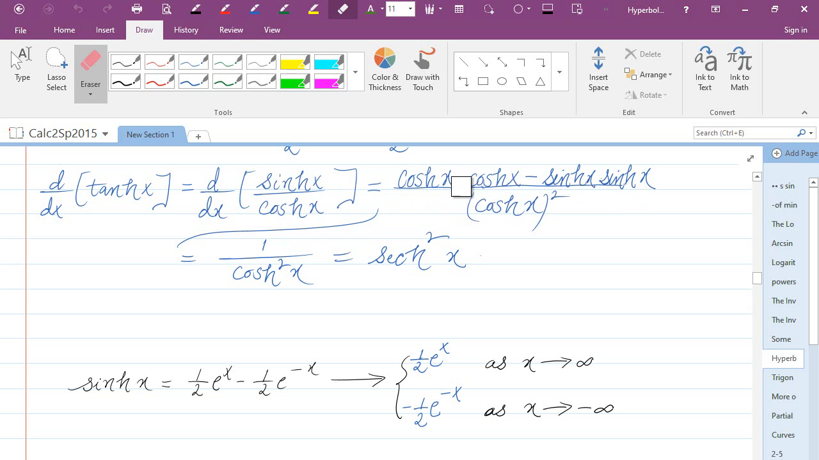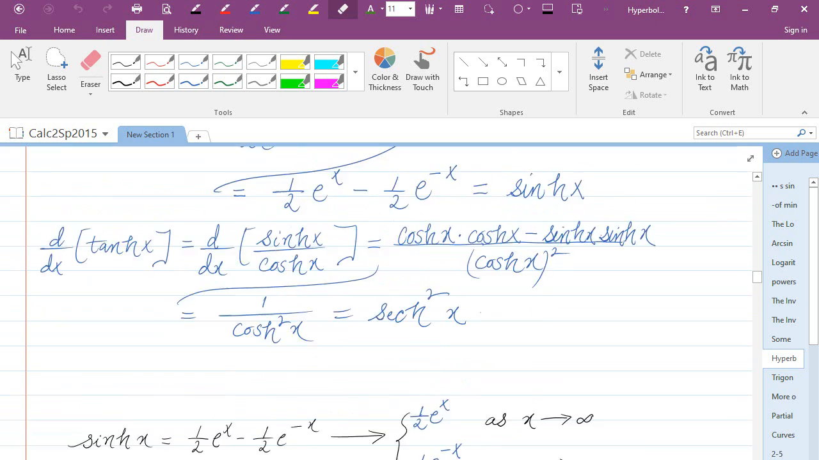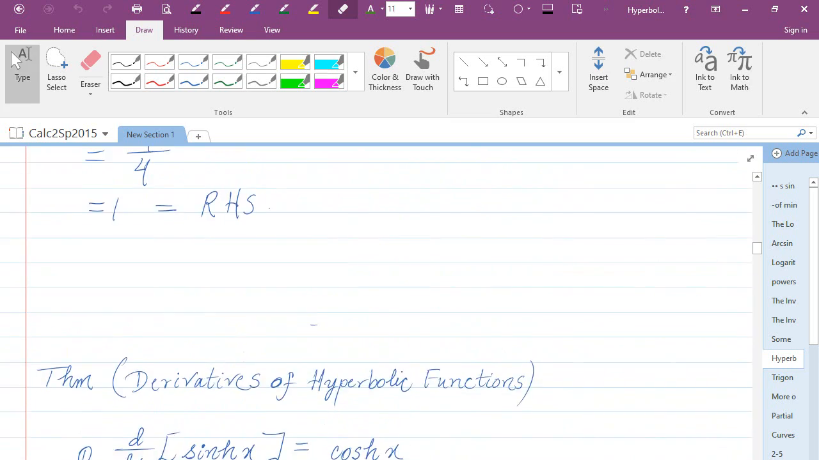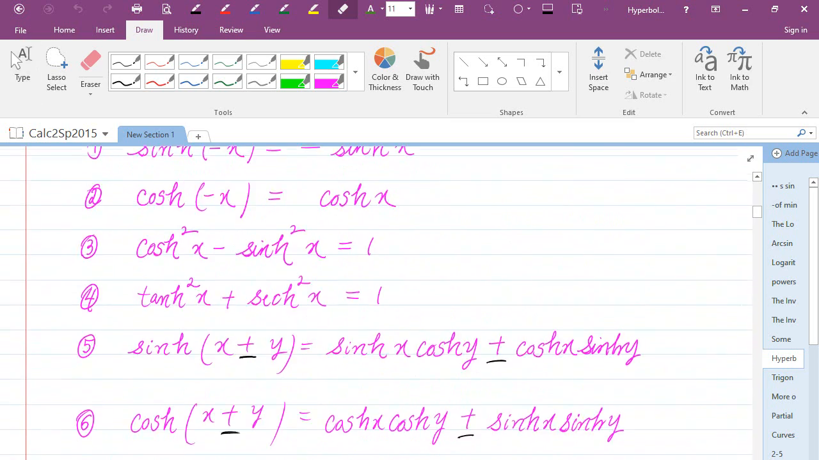So what am I getting? I'm getting hyperbolic cosine squared of x here minus hyperbolic sine squared of x here, but we know that this numerator is going to reduce to 1 by one of the identities that we just looked at. So we get 1 over hyperbolic cosine squared of x, which is hyperbolic secant squared of x. So we see that the derivative of hyperbolic tangent of x is hyperbolic secant squared of x. Okay, so you just need to memorize these derivative formulas as well as these identities right here.